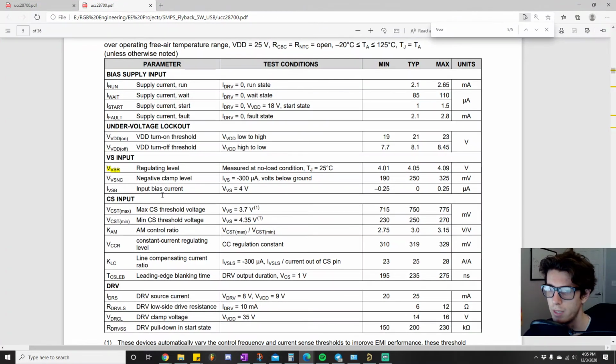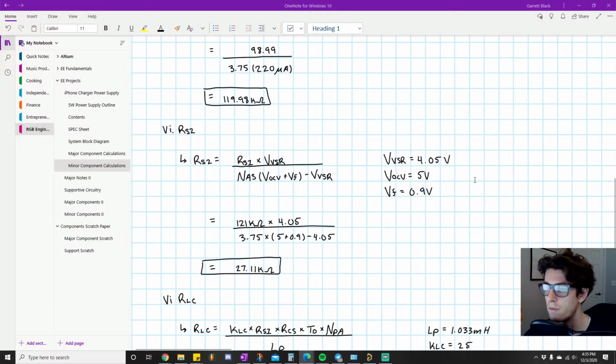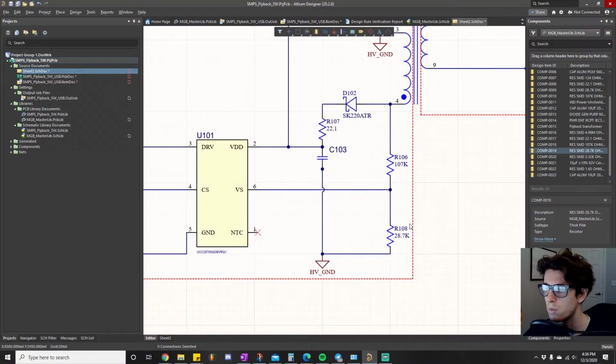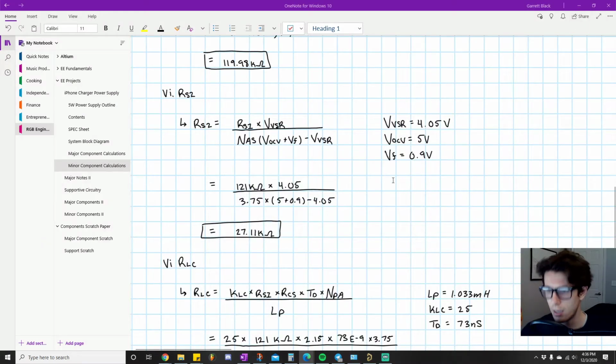If I click on that blue link, it sends us up to V sub VSR, and it just tells you the value. I think I chose 4.05 volts. VOCV, our output selection, is 5 volts. VF is equal to 0.9 volts. That gives us a value of 27.11 kilo ohms. What I ended up choosing was 28.7 because it was a nice round number that was pretty easy to find, and I think I used reference schematics for that choice as well, to compare my answers to. Note that we have an idea we're doing it correctly because we're very close to what these other values were.